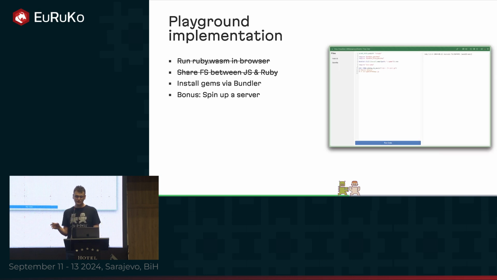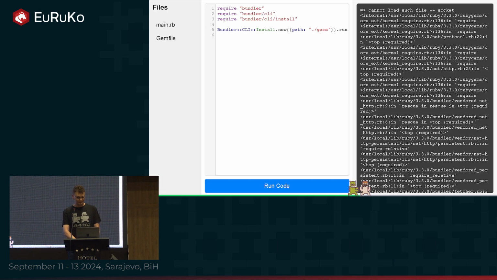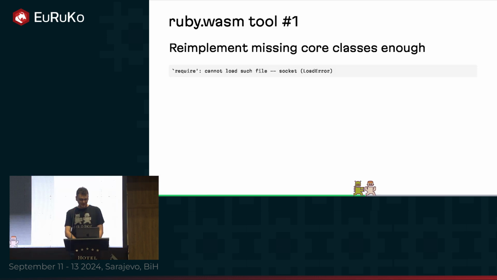With that out of the way, let's focus on installing gems via bundler. This is a simple script behind the bundle install command, and let's try to run it in our editor. Why not? Okay, error. That's why you don't do live coding, right? In this case, the error comes from a missing core class, socket.